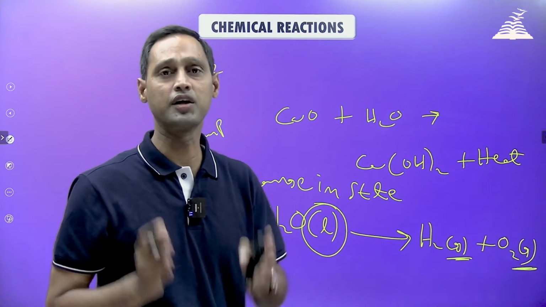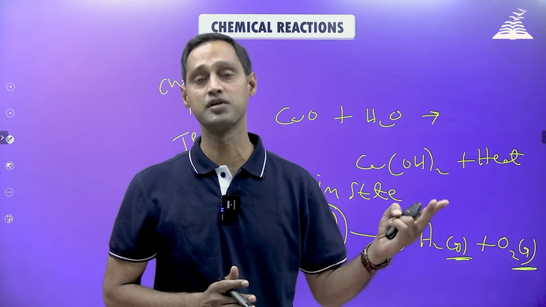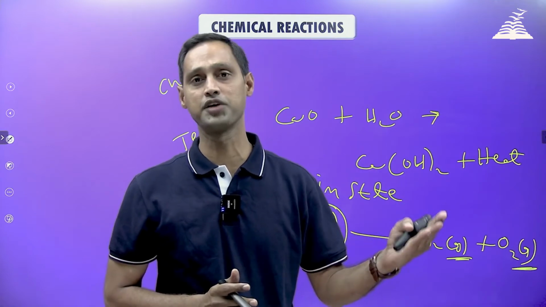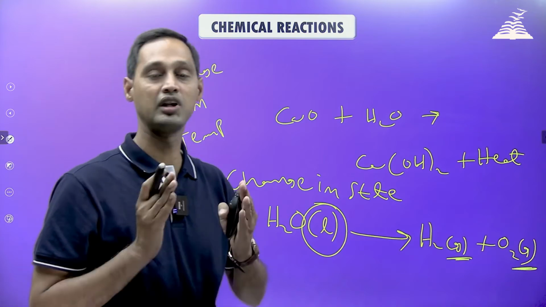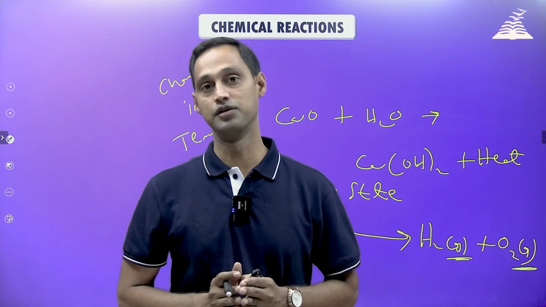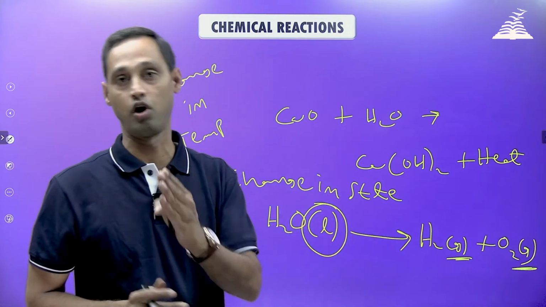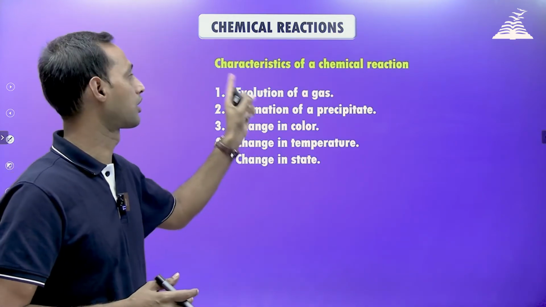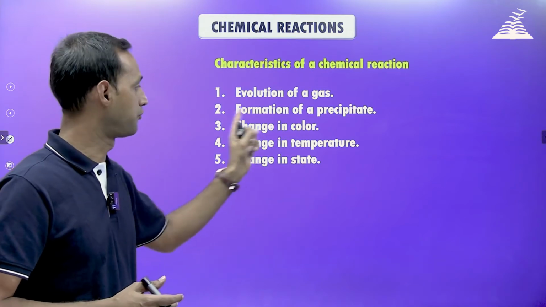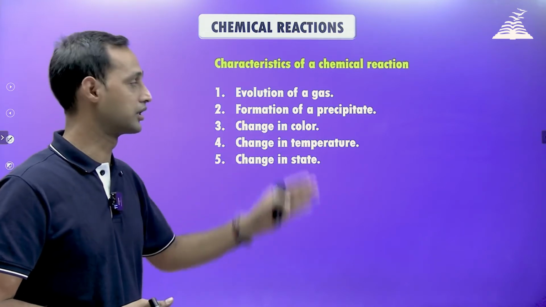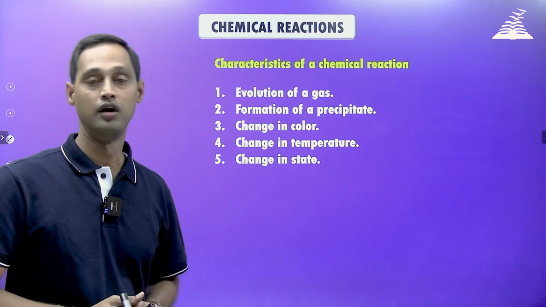So what are the characteristics of chemical change? Formation of precipitate, evolution of gas, change in color, change in temperature, and change in physical state. So these are the indications for a chemical change. This is how we can find whether a substance has undergone chemical change or not. To conclude, the characteristics of chemical reaction are evolution of gas, formation of precipitate, change in color, change in temperature, and finally change in physical state of the substance.